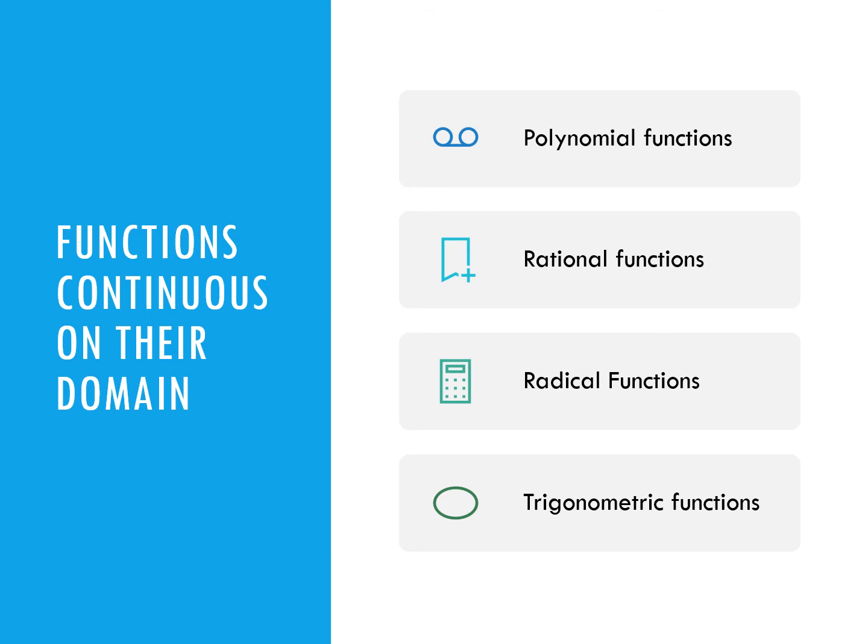These functions are continuous on their domain: polynomial functions, rational functions, radical functions, trig functions. On their domain is the key there, because if you have a rational function 1 over x, it is discontinuous at 0, but 0 is not in its domain. So they're continuous on their domain.